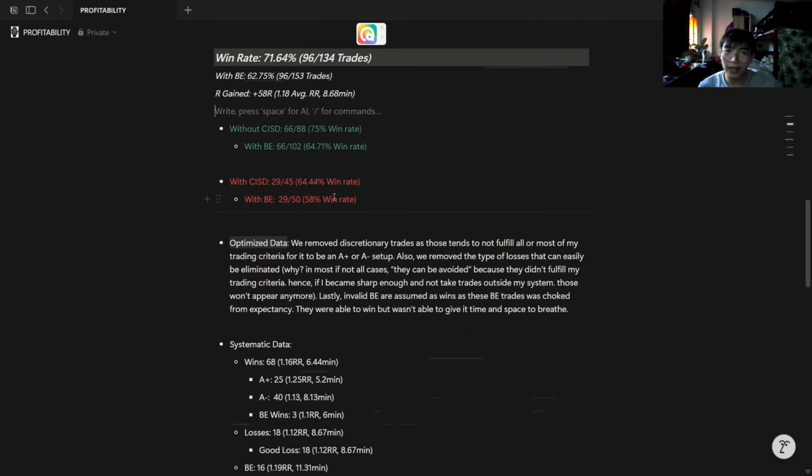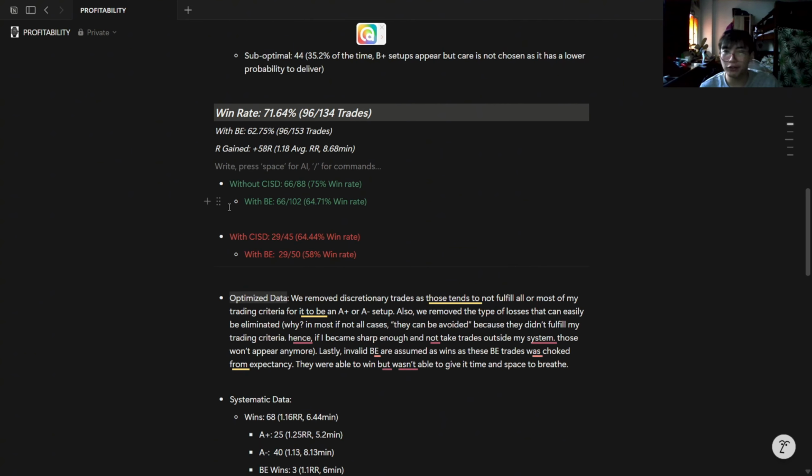So this is how much R again. This just proves that I have a higher rate with CISD without CISD. So I don't really wait for CISDs anymore, because I find CISD to be more of a psychological confirmation instead of a systematic or strategic confirmation. And I actually have more wins without CISDs, or at least without relying on them.